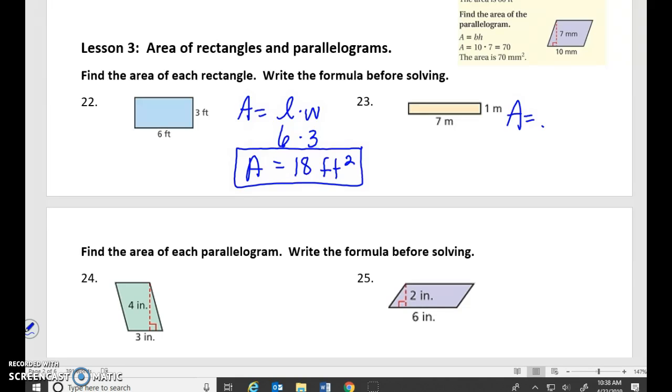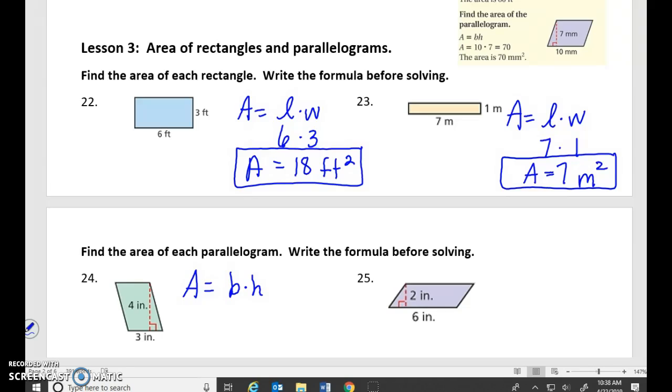Okay, go ahead and do 23 and then we'll check it. Okay, so for this one you should have had area equals length times width because it was a rectangle. Easy peasy, 7 times 1 equals 7 meters squared. Okay, what about these parallelograms? What's the formula for the area of a parallelogram? Base times height, right? What is the base of this parallelogram? 3. 3 is the base.